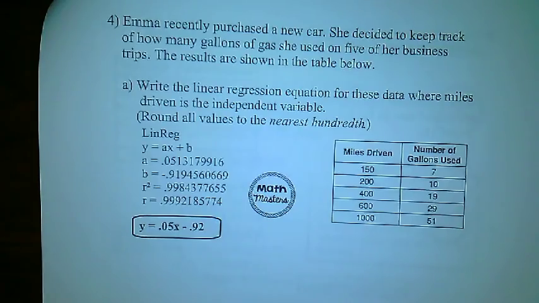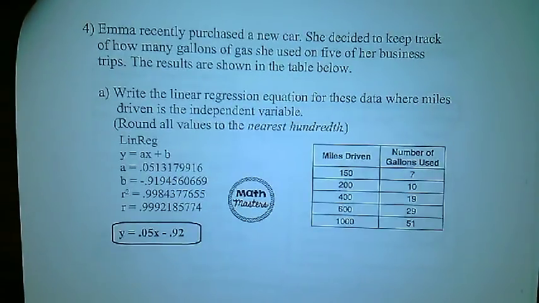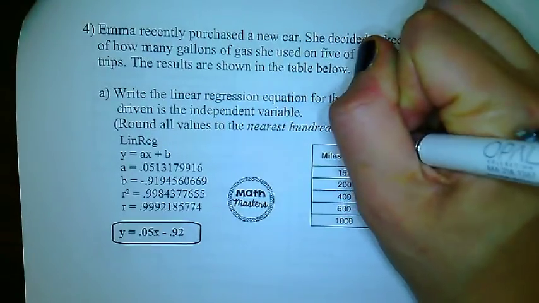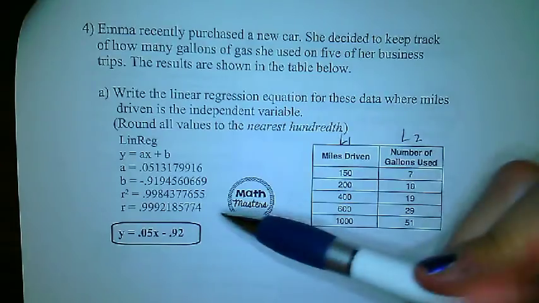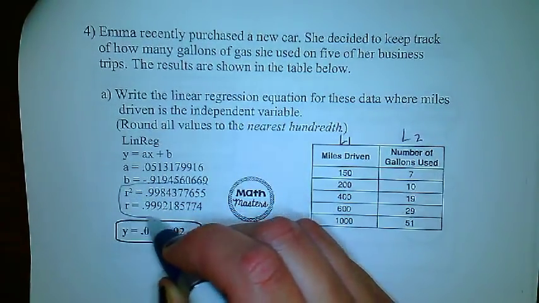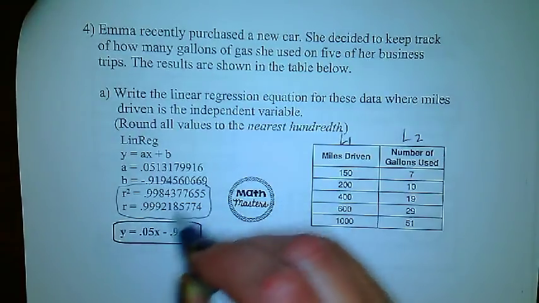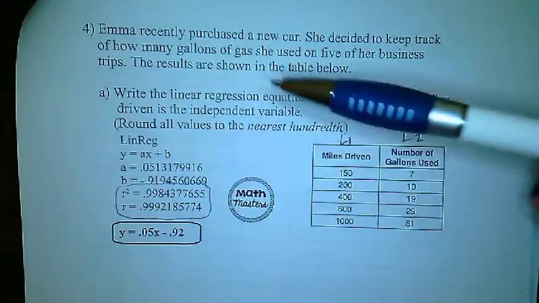And then lastly, you guys had to do number 4 on page 24. You had to put miles driven into L1 and the number of gallons used into L2. When you did that, this would come up. I haven't talked about this yet, so yours probably didn't come up with this yet. This is the correlation coefficient. That's what we'll be talking about today.